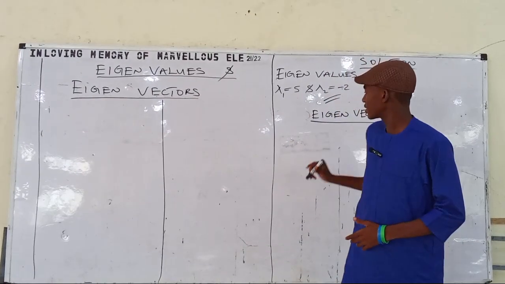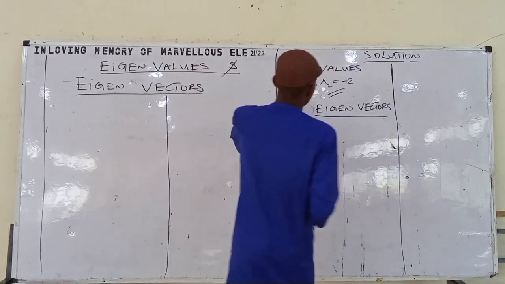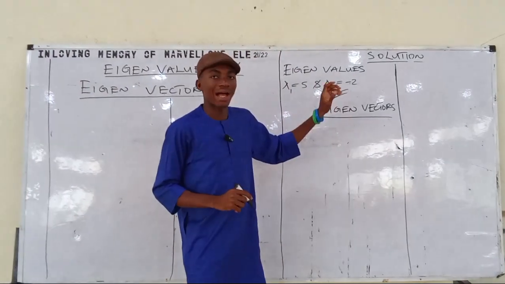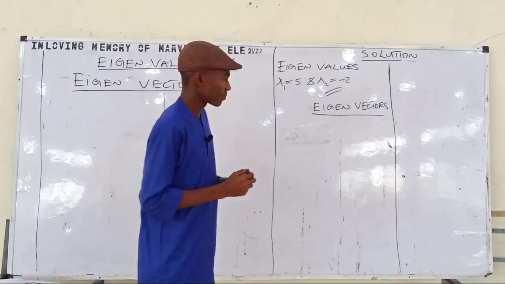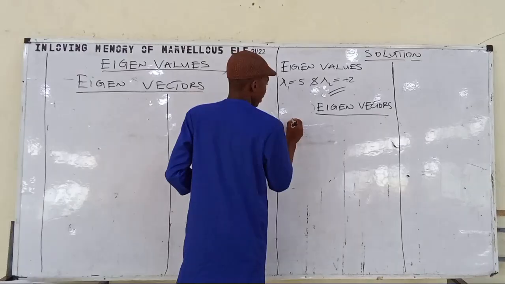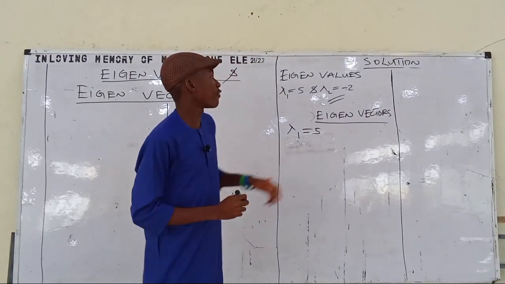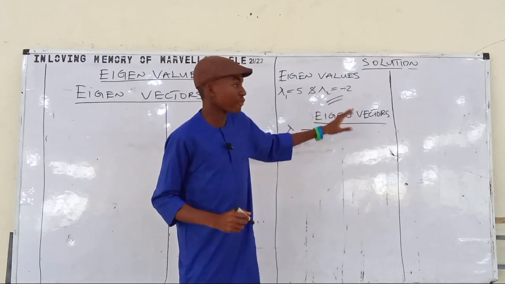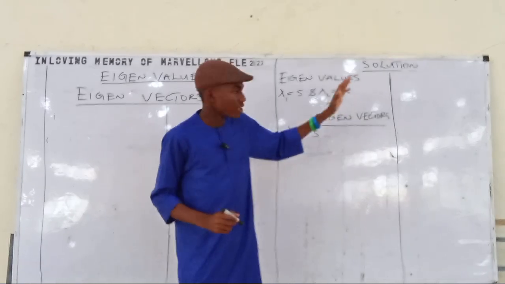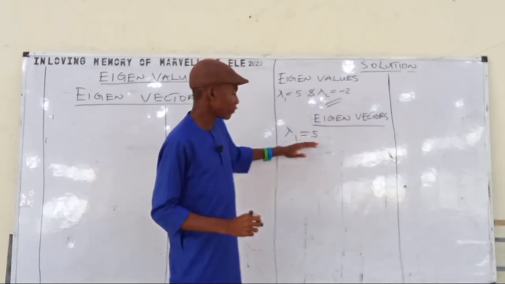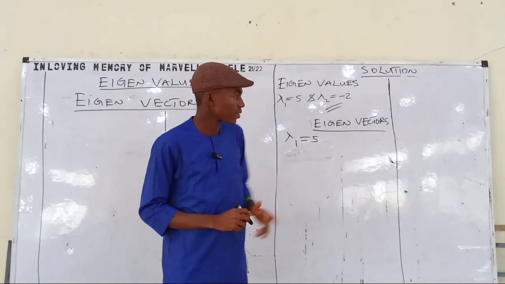So now you find your eigenvectors from your individual eigenvalues. What does that mean? You find your eigenvector for when your lambda 1 equals 5, and you also find your eigenvector for when your eigenvalue is -2. You find them individually. You do 5 first, then -2.